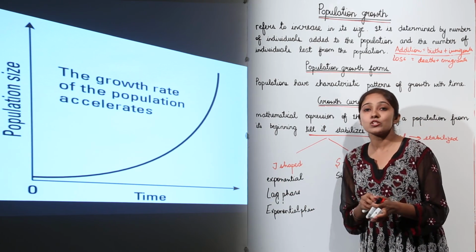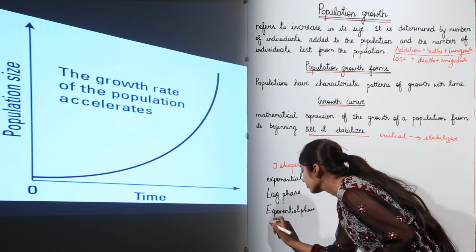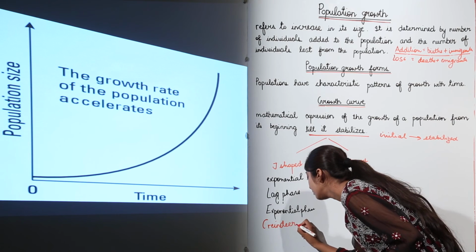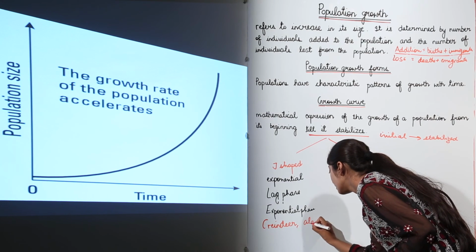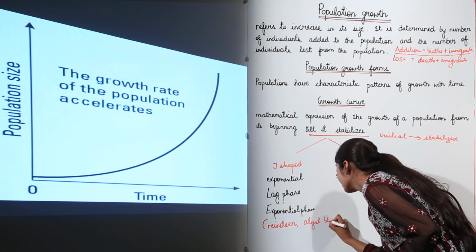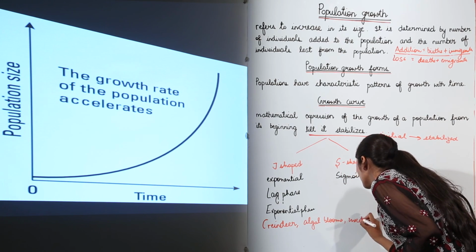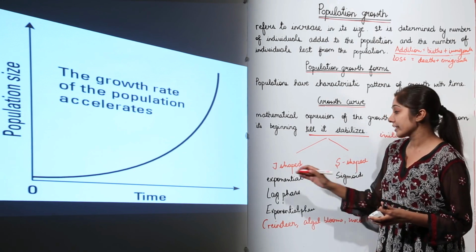What are the examples you will cite here? First, I told you, it is in the case of reindeer, algal blooms and some insects. So these examples you can cite in the case of J-shaped growth curve.